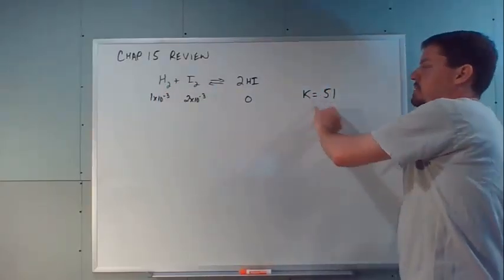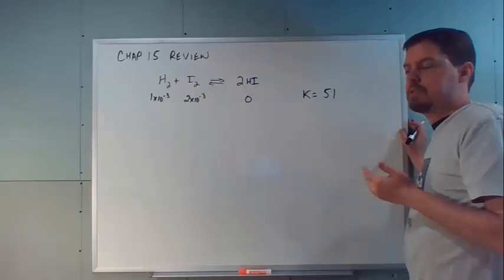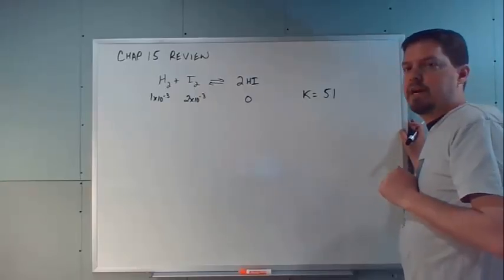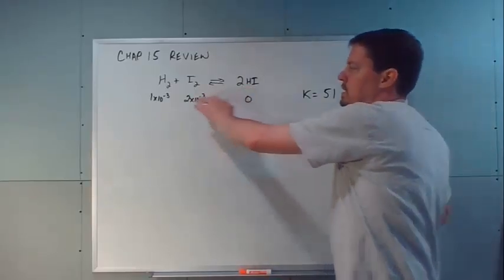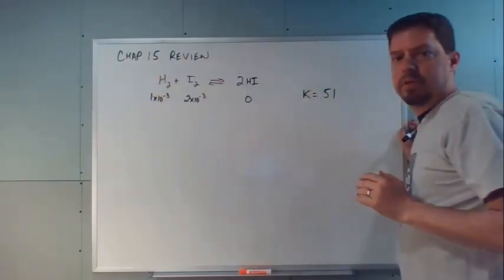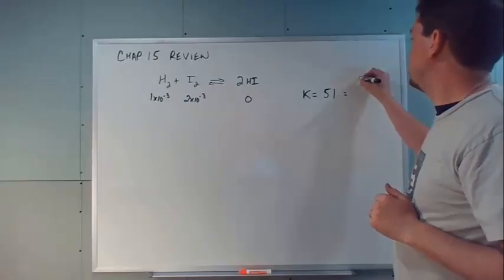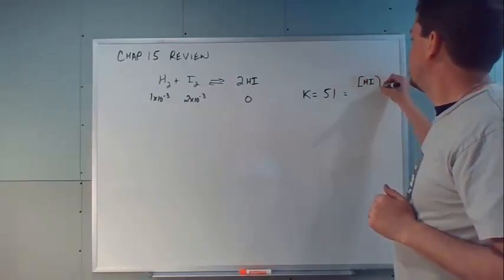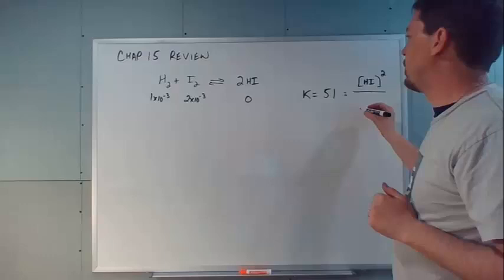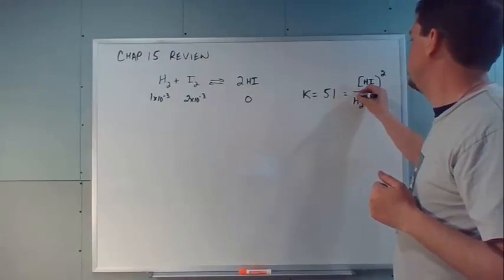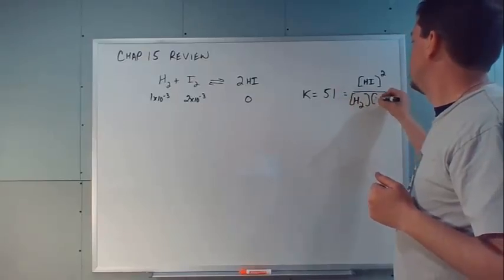The question might also tell us, hey, our equilibrium constant is 51 for this, which means that I expect to have a lot more product than reactant when I'm all done. So I'm going to write my expression. 51 is equal to HI squared over H2 times I2.